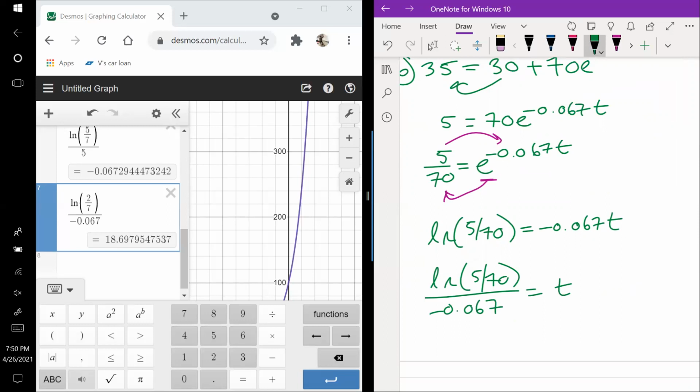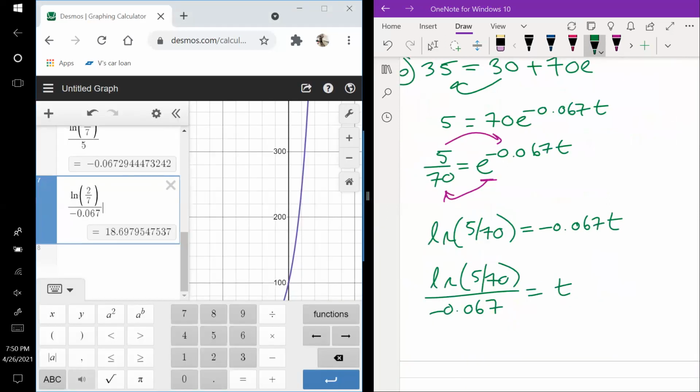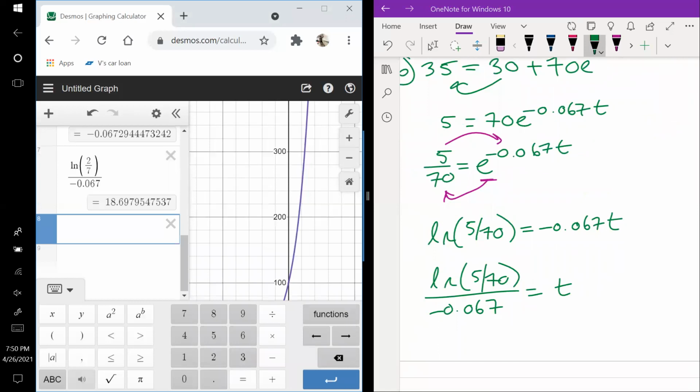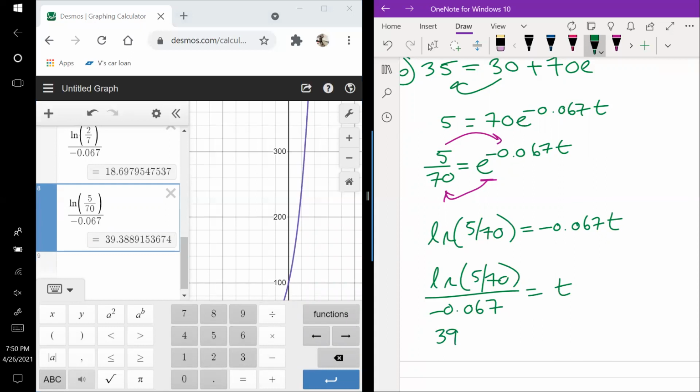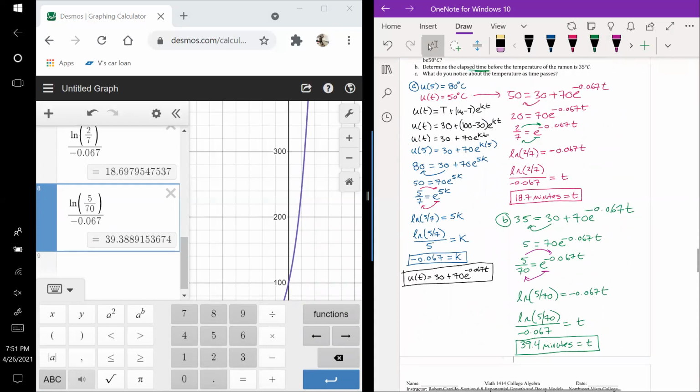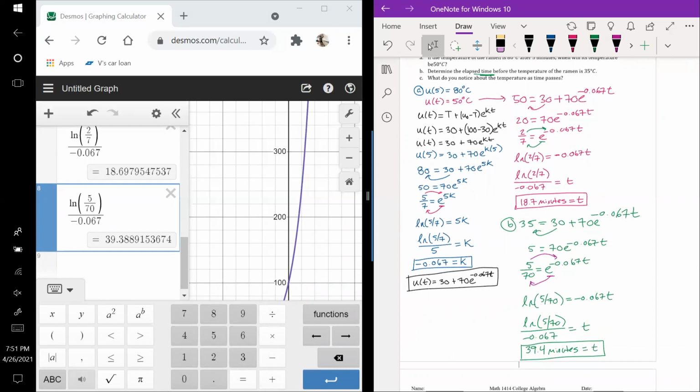And let's see. And we get that we'll hit 35 degrees Celsius in 39.4 minutes. There we go. Okay, cool. Last one to answer.